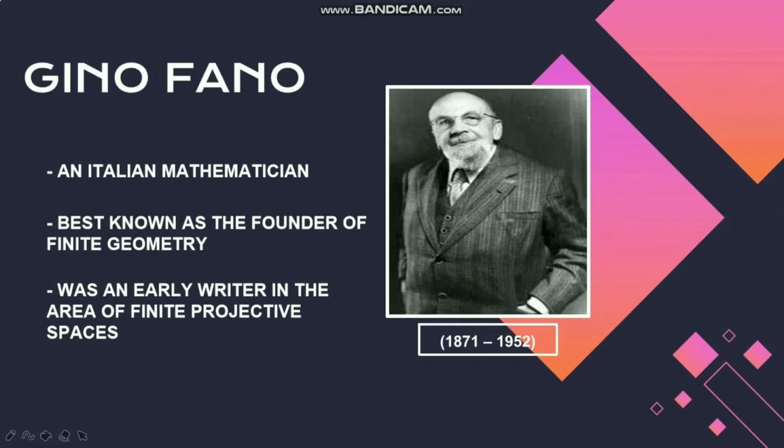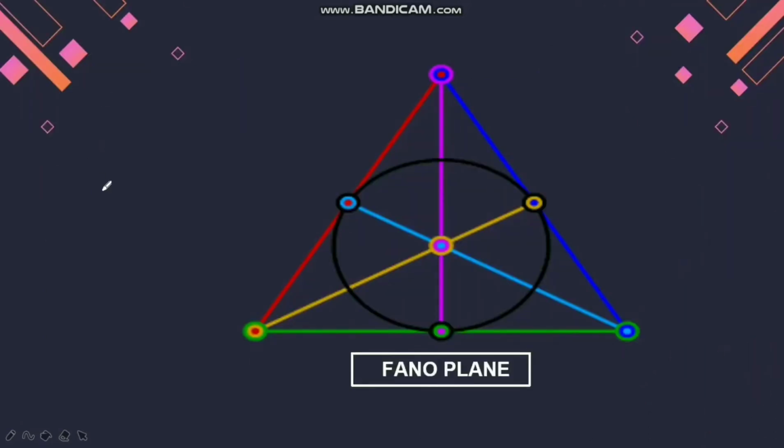So, who is Gino Fano? Gino Fano was born in 1871 and died in 1952. He was an Italian mathematician, best known as the founder of finite geometry. And lastly, Gino Fano was an early writer in the area of finite projective space. So, this is the Fano plane.